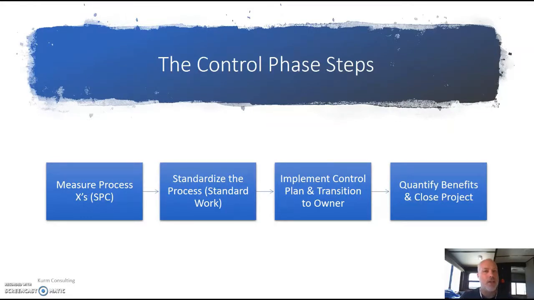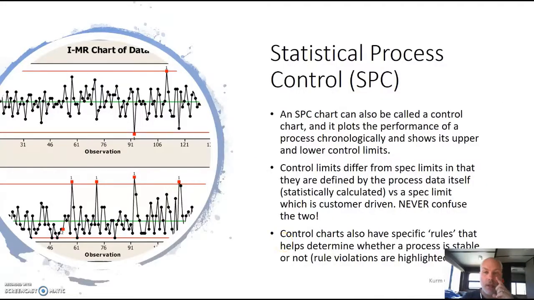Then we want to standardize the work. We want to standardize the business process around how to perform these activities to maintain these X's and keep them in control. You're going to implement something called a control plan and transition that to the process owner, because it's ultimately the process owners, the people that work with the process every day, who need to behave differently. They're the ones that need to behave in a certain way to keep these X's in control. And then, of course, you're going to quantify those benefits and eventually close your project so you can move on.